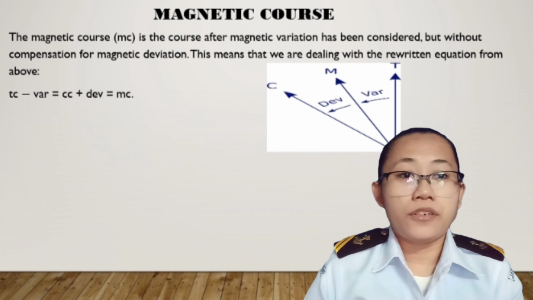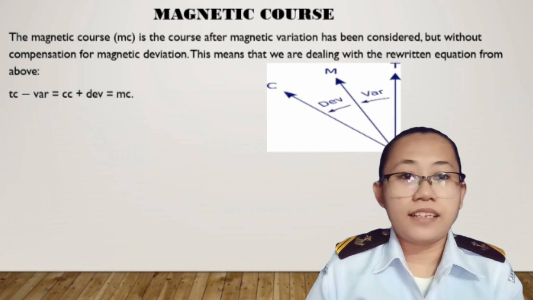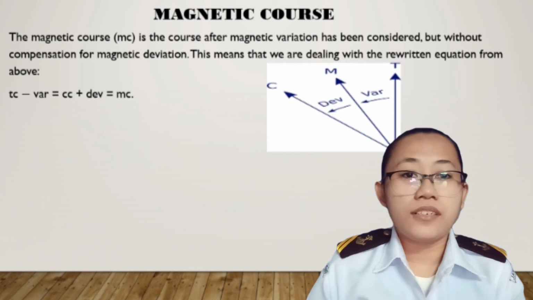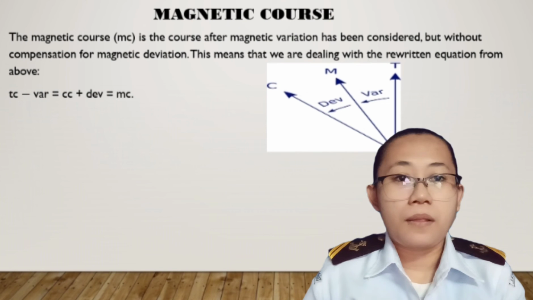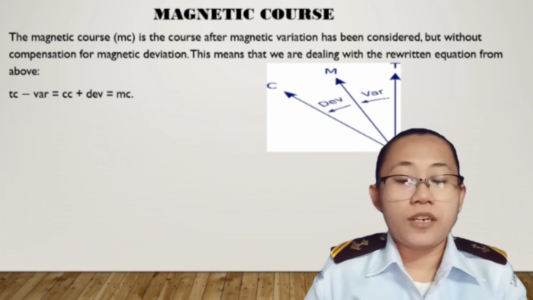The magnetic course is the course after magnetic variation has been considered, but without compensation for magnetic deviation. This means that we are dealing with the rewritten equation from above, which is: true course minus variation equals compass course plus deviation equals magnetic course. Magnetic course is only corrected for variation, and it is used for three reasons.